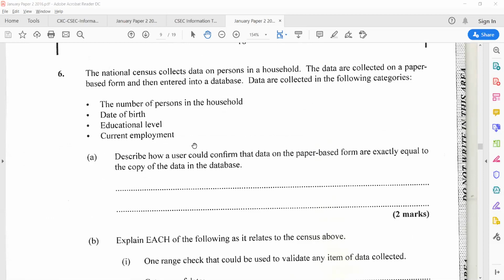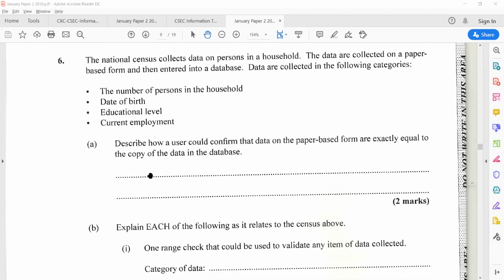Okay, let's move on to question 6. The National Census collects data on persons in a household. The data are collected on a paper-based form and then entered into a database. Data are collected in the following categories: the number of persons in the household, date of birth, educational level, and current employment. First question, describe how a user would confirm that data on the paper-based form are exactly equal to the copy of the data in the database. So how would you answer this question?